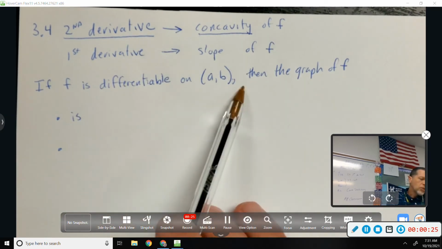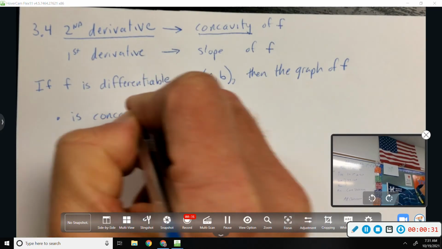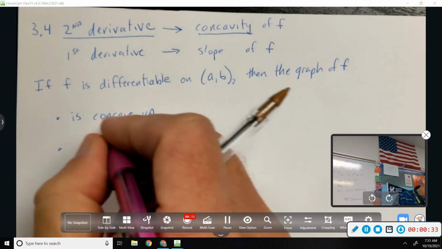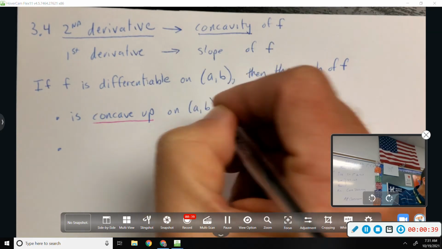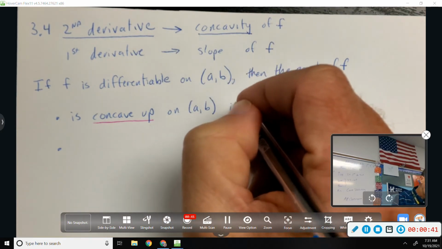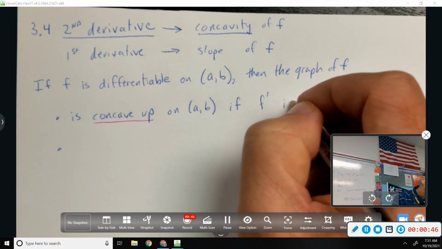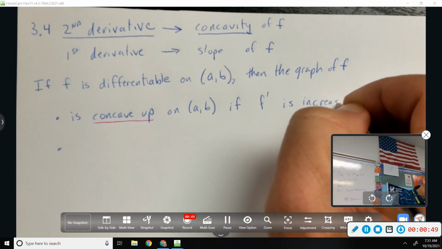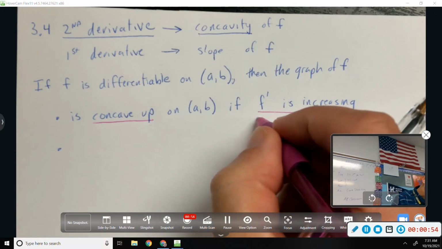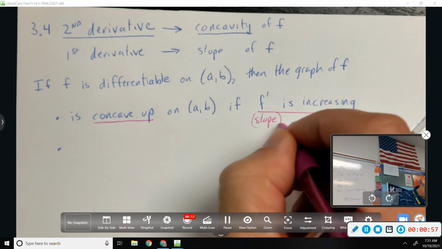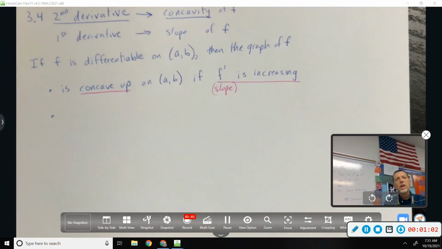If f is differentiable on AB, then the graph of f is concave up on that interval AB if f prime is increasing. Now remember, f prime is the slope of f. So if the slope is increasing, then it's concave up.